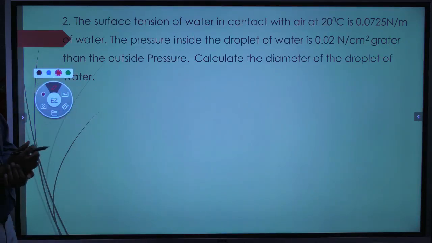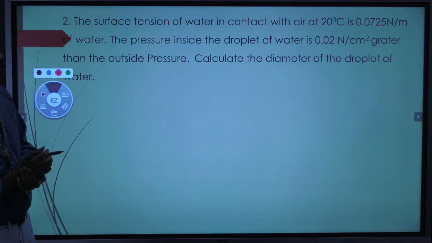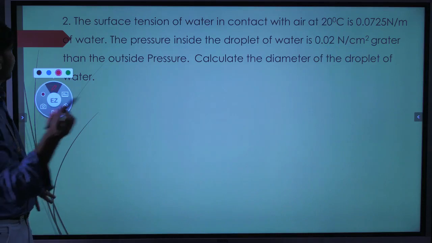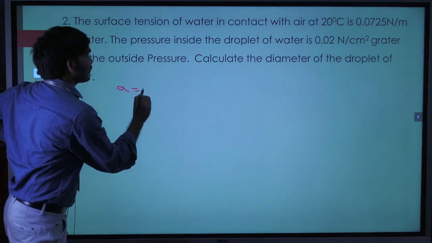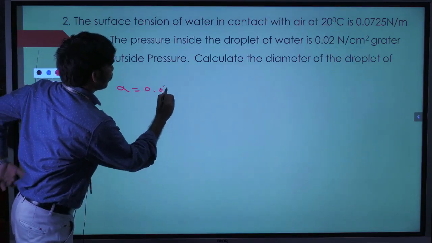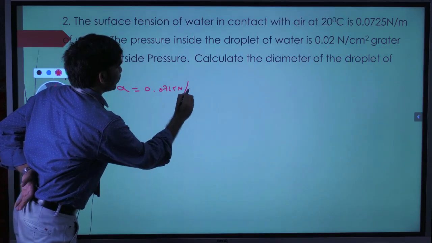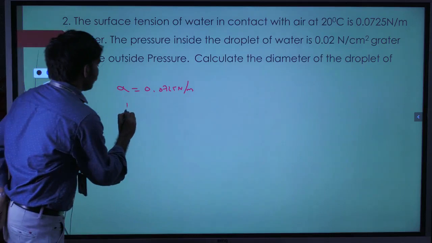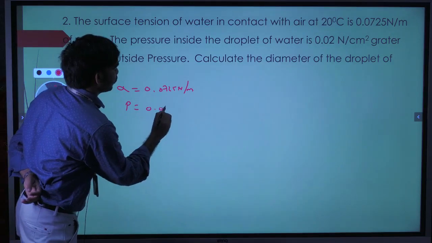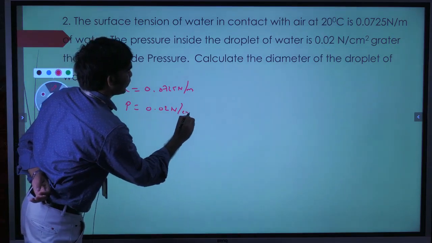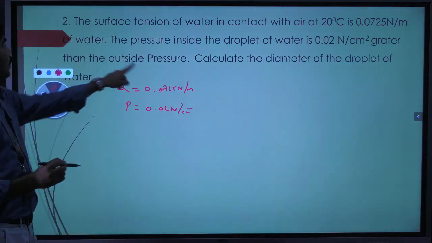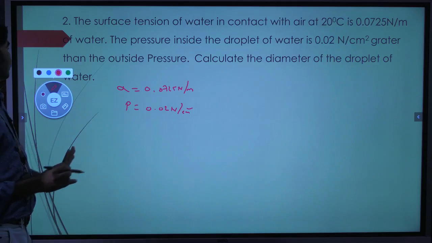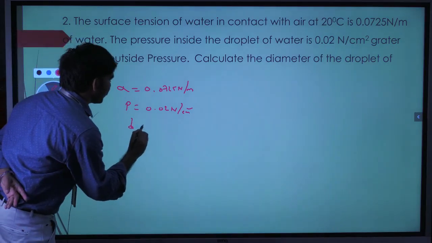Now the surface tension of water in contact with air at 20 degrees centigrade is 0.0725 Newton per meter. So surface tension is given. The pressure inside the droplet of water, so P is given, is 0.02 Newton per centimeter square greater than the outside pressure. So simply the pressure inside the droplet is given. Calculate the diameter of the droplet.